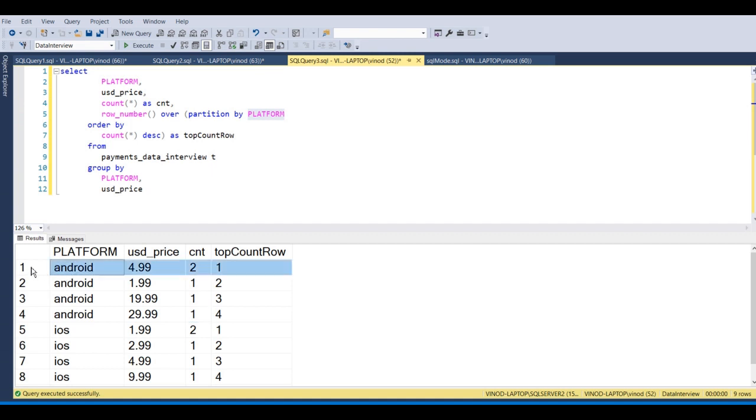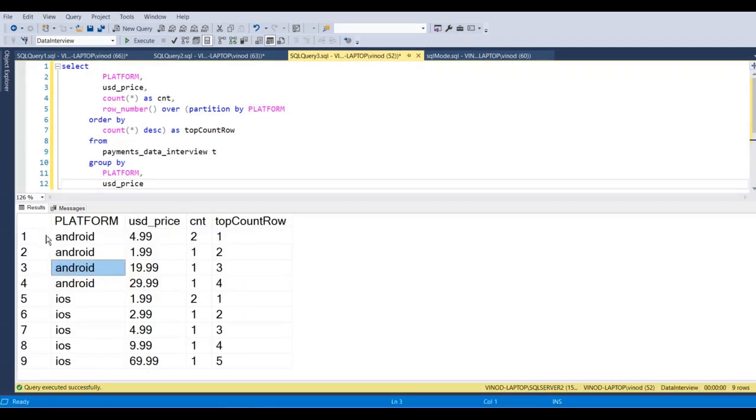That means if you observe this partition, the count where it is the highest, consider this partition, and in that partition we have to apply a filter where top count row is 1. So if you do that, in this partition you will get only one row, which is Android 4.99 and 1, this one. Again, if you consider top count row is 1, you will see that in this partition also we'll get only one row, which is iOS 1.99, 2 and 1.